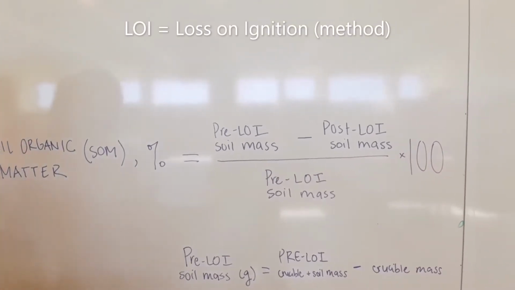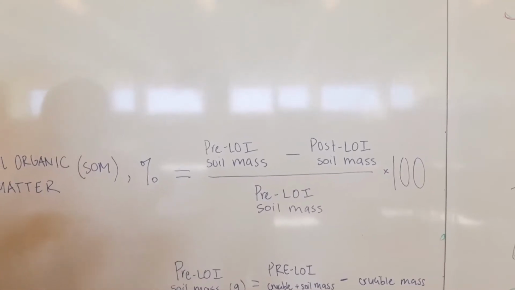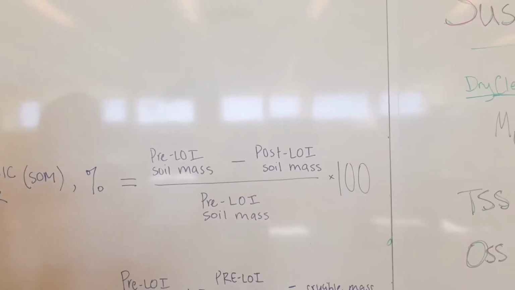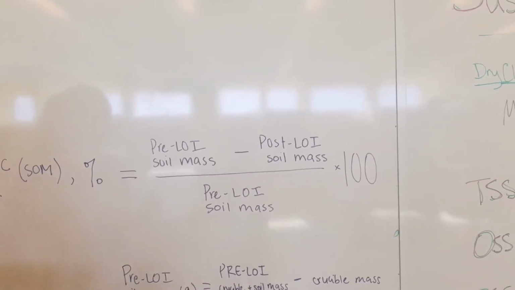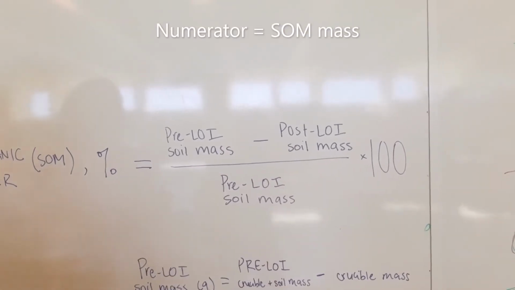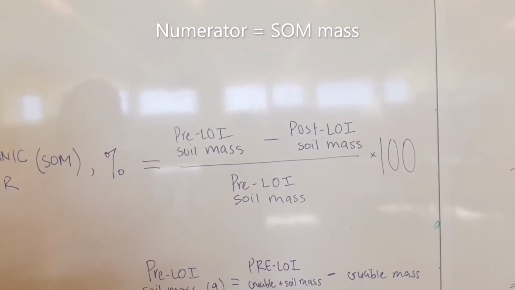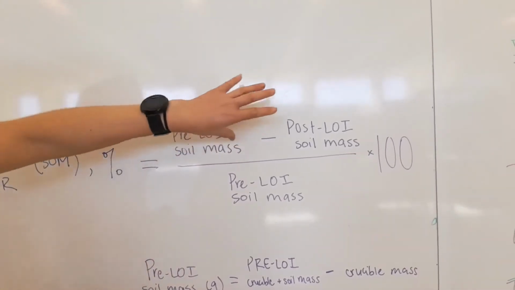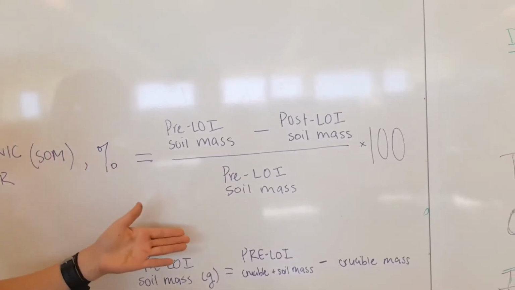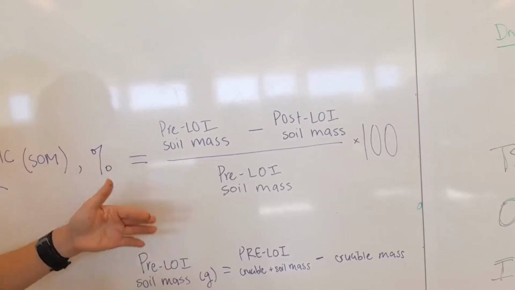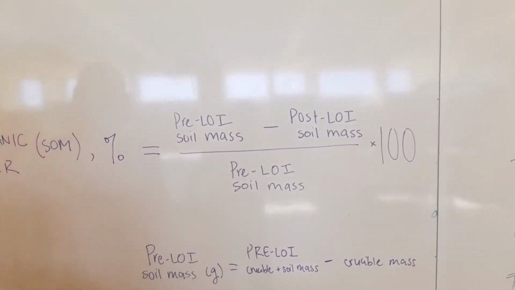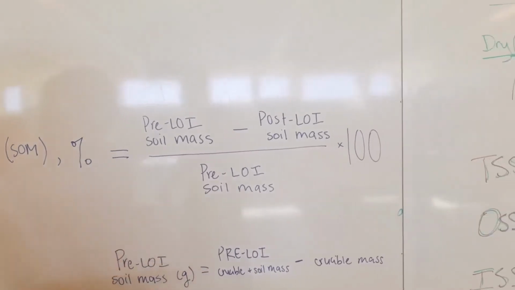So to calculate that, we take our mass of the soil before we put it in the furnace, and then from that we subtract the mass after we put it in the furnace, because the only thing here that is being removed through combustion is the organic matter. So this top numerator quantity is that organic matter mass, and then we divide by the pre-loss on ignition soil mass, because that's our total soil mass that we're interested in, and then we multiply that by 100 to get the percentage.